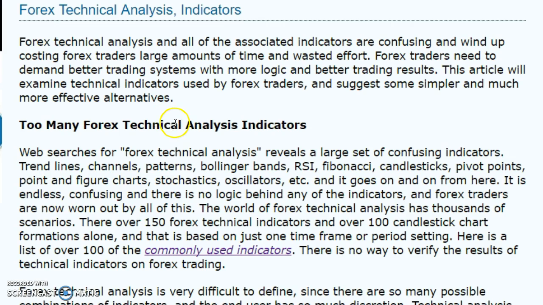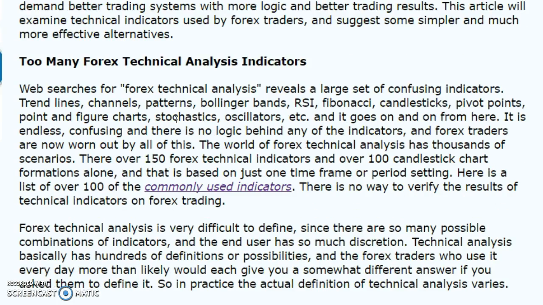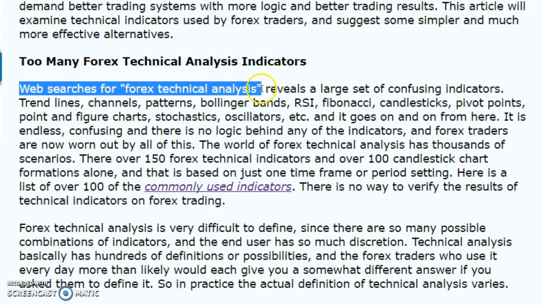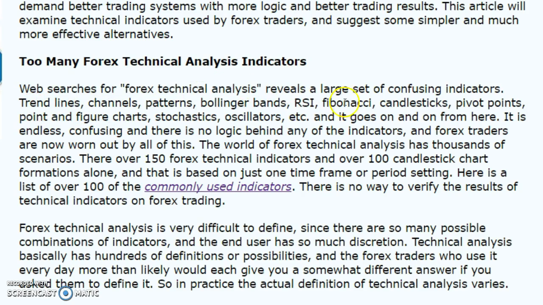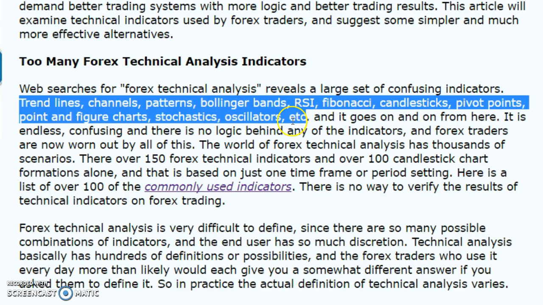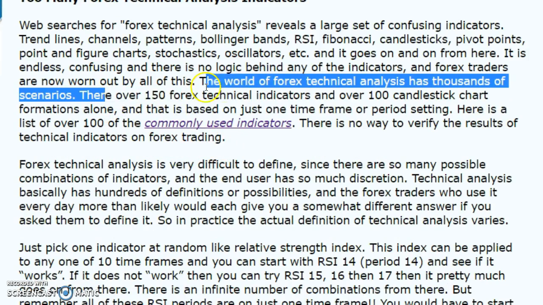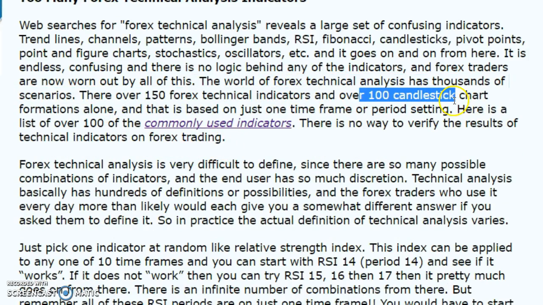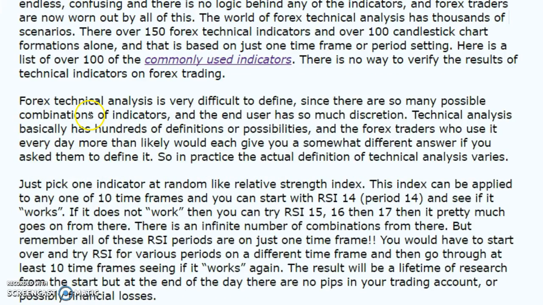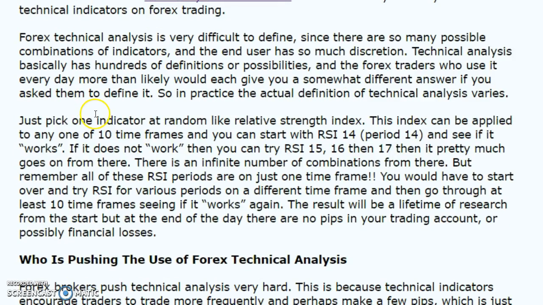Forex traders want something that's simpler and definitely much more effective at making pips. So if you go out on the internet and do a search for Forex technical analysis, you're going to find just this massive amount of indicators, and it's endless, with the trend lines and the channels and the Bollinger Bands. And everybody has their own way of using them. There's over 150 indicators and over 100 candlestick chart formations. You can find a lot of them here if you click on this link. And the problem is that it's just so confusing.